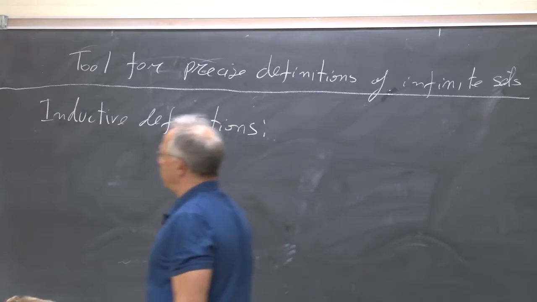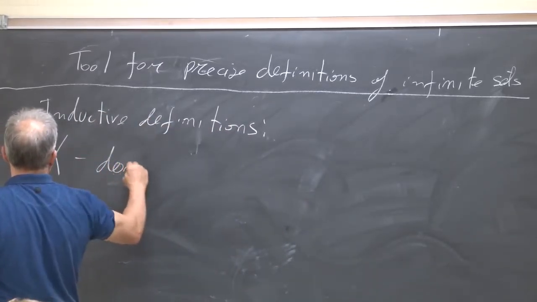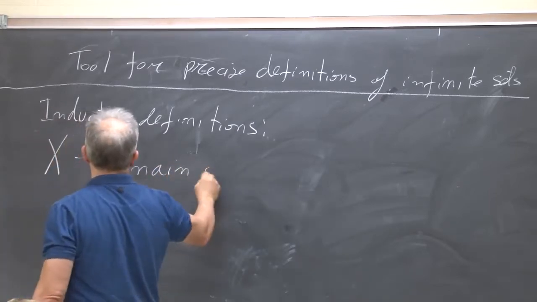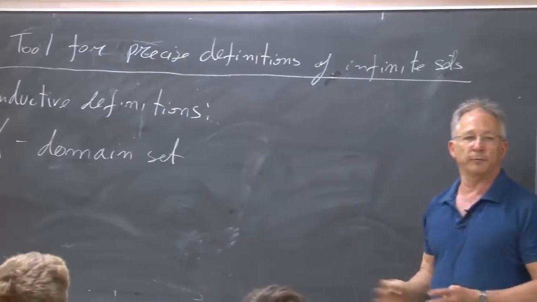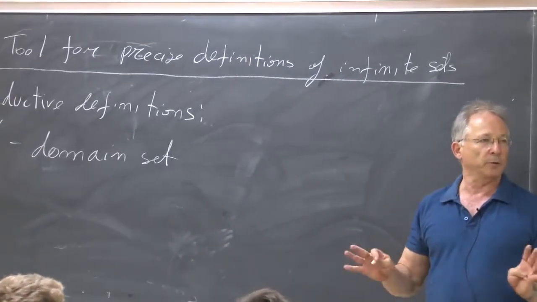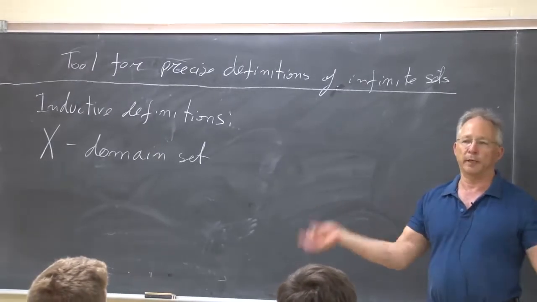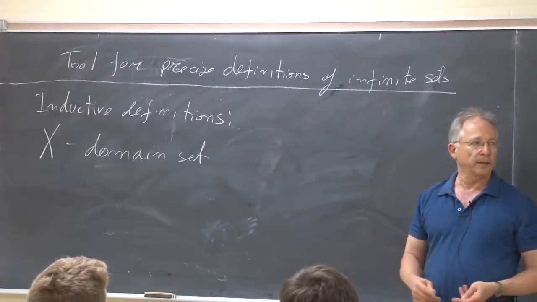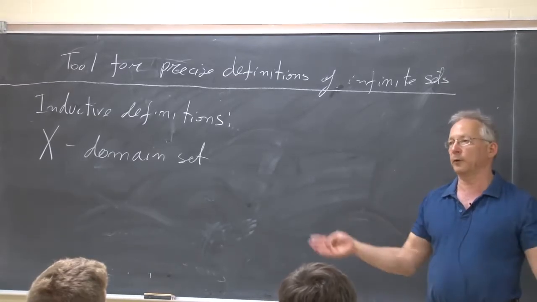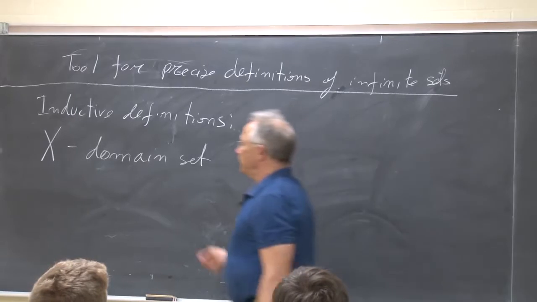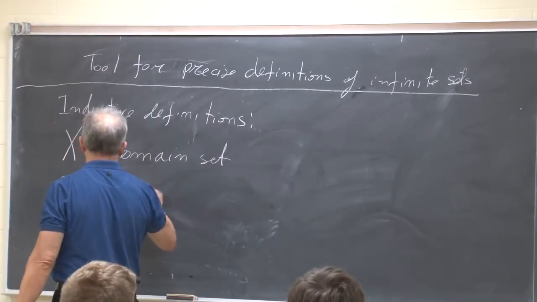So we have a set X, which is our domain set. And this is the set of elements within which everything is going to be defined. For example, if I want to define the set of all even numbers, my domain set can be the set of all natural numbers or the set of all real numbers. If I want to define the set of all my relatives, then the domain set could be the set of all human beings.